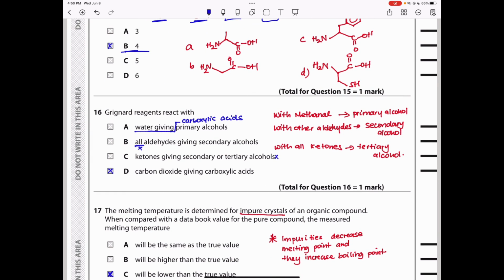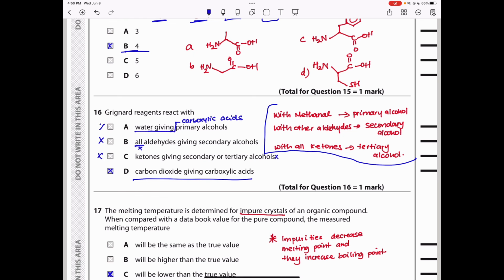Question 16 says, Grignard reagents react with. These are the reactions I summarized here. When it reacts with methanal, it produces a primary alcohol. Reaction with aldehydes basically produces secondary alcohols. And if it reacts with ketones, it produces only tertiary alcohols. And finally, when it reacts with carbon dioxide, it produces a carboxylic acid. So this is the only correct answer.